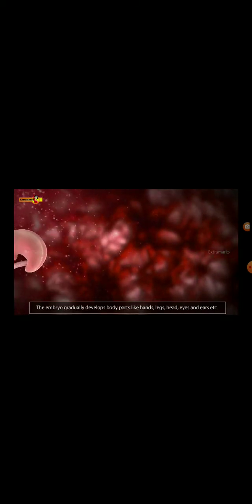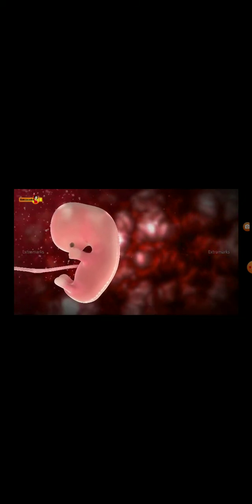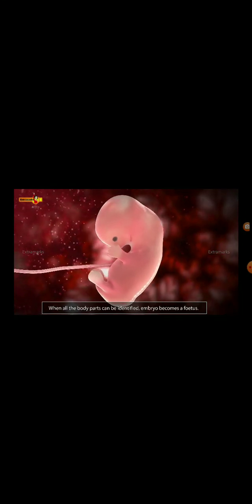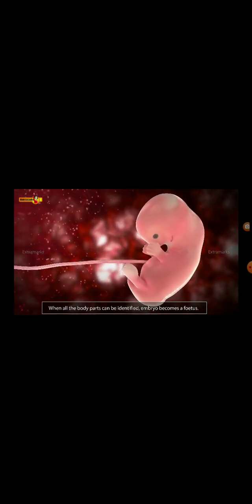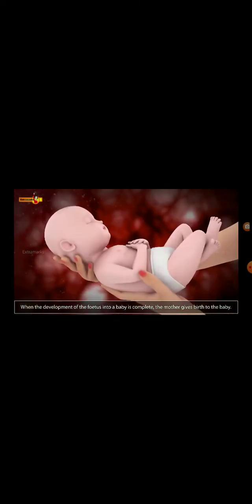The embryo comes in contact with the uterine wall and gets attached to it. Further development of the embryo takes place in the uterus. The embryo gradually develops body parts like hands, legs, head, eyes, and ears, etc. At this stage, when all the body parts can be identified, embryo becomes a fetus. In human beings, it takes about 38 weeks from the fertilization of egg to the formation of a fully developed baby. When the development of the fetus into a baby is complete, the mother gives birth to a baby.